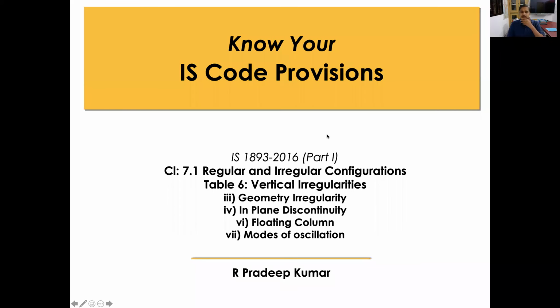I am going to explain today four vertical irregularities that are given in Table 6 of IS 1893. So these irregularities are: vertical geometry irregularity, in-plane discontinuity, floating columns, and irregular modes of oscillation. So let's go into the details. These four vertical irregularities I'll explain today: geometry irregularity, in-plane discontinuity, floating columns, and modes of oscillation.